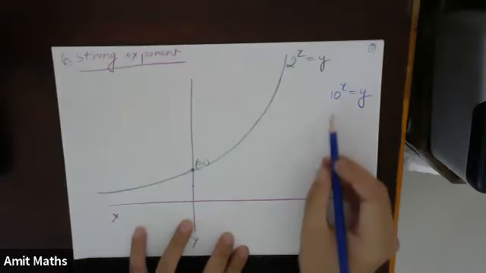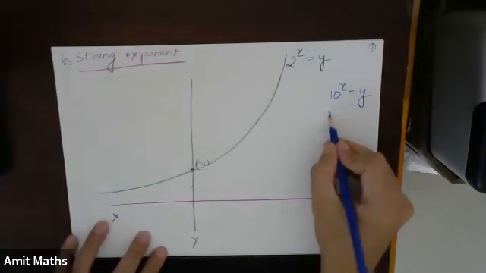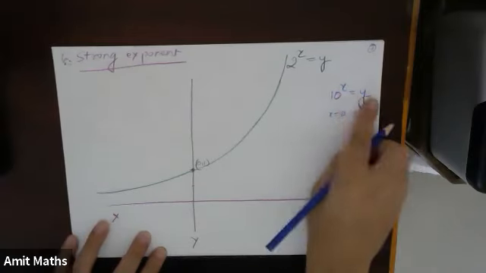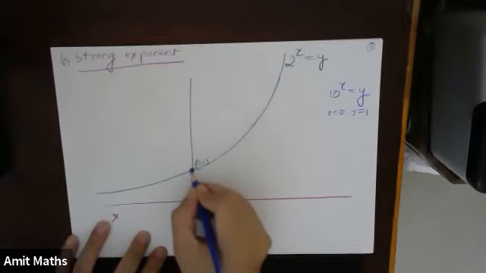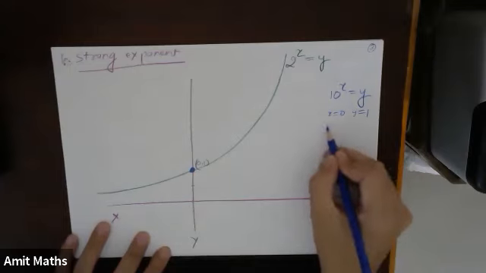Okay, now see, first x is equal to 0. For x equal to 0, y will be equal to 1 because 10 to the power 0 is 1. So the graph will be touching at this point. Understood?